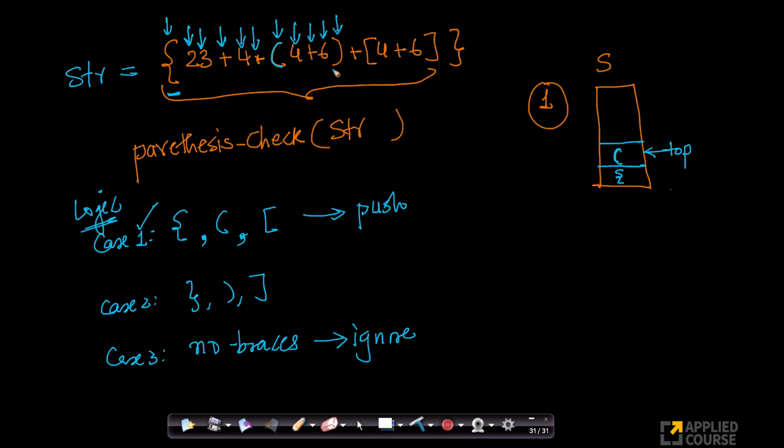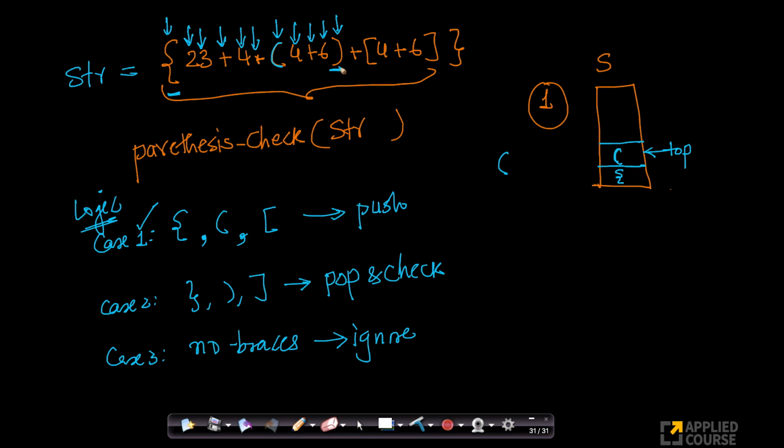The moment I see a closed brace, now what should I do? Now pop the top item and check. I'll tell you what I mean by check here. So now you pop the top item. The moment I pop the top item, what is my top item now? My top item is open braces, right?